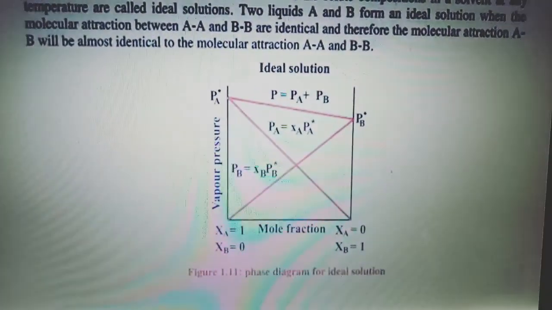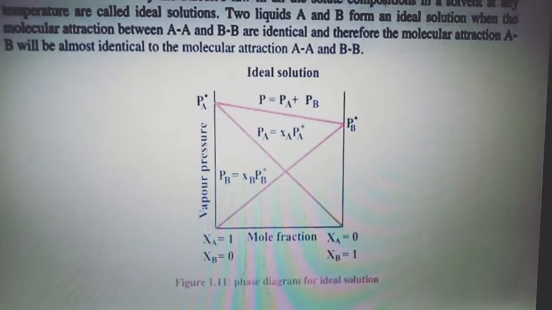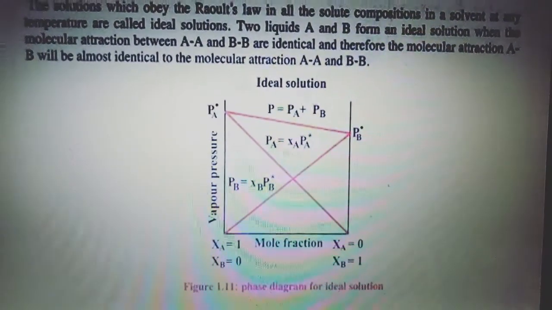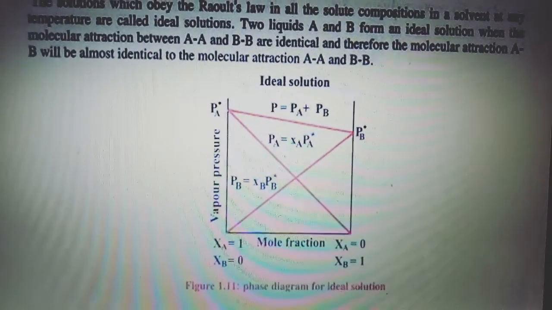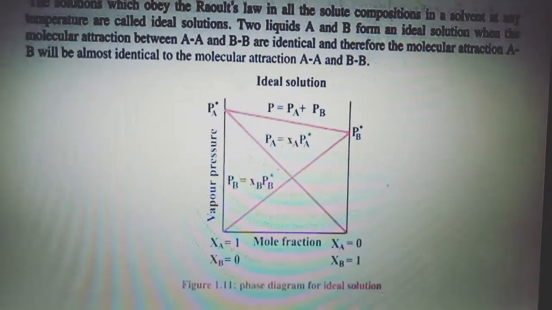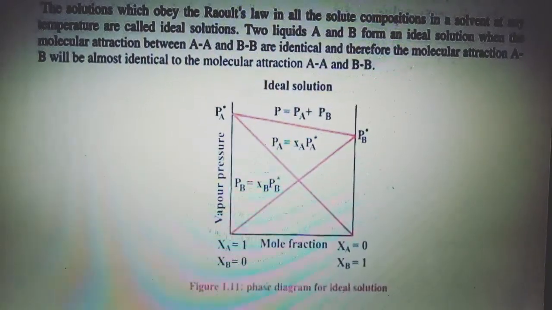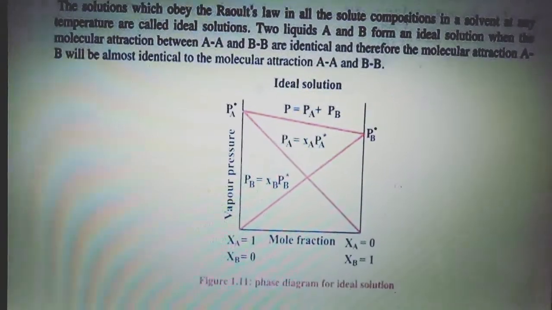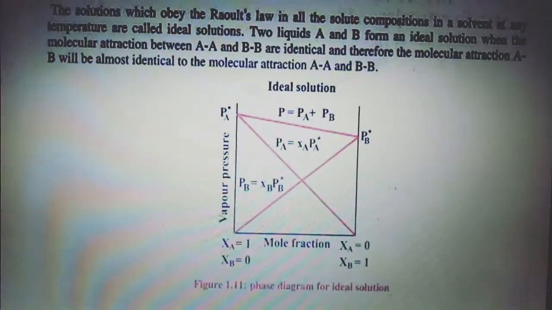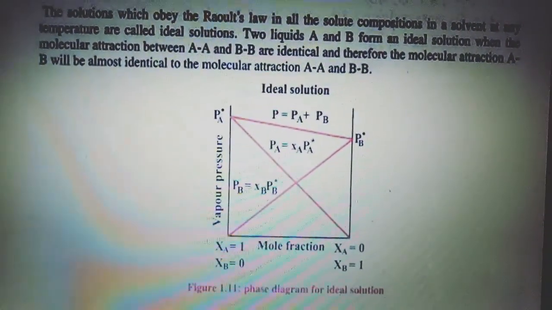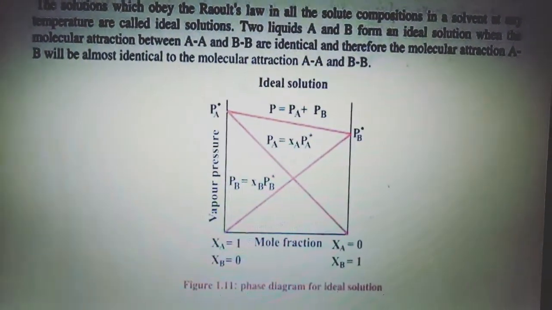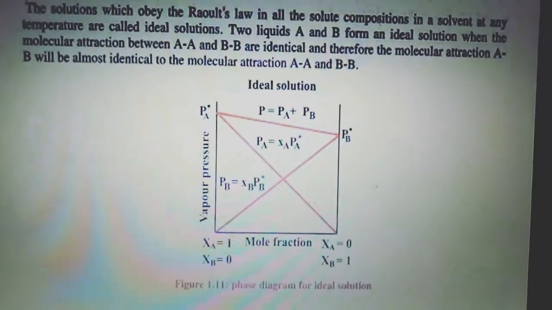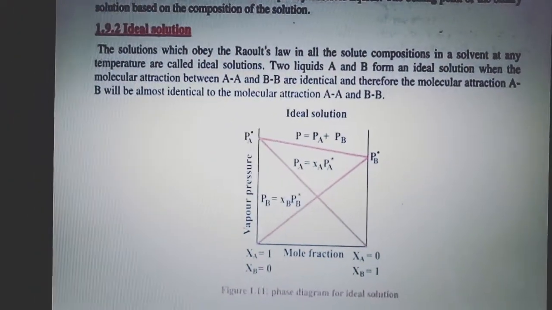Students, you can see this phase diagram of the ideal solution. Vapor pressure is on the y-axis, mole fraction is on the x-axis. You can see this is the graph between the vapor pressure and the mole fraction. Here P is equal to PA plus PB. PA is equal to XA into PA star. PB is equal to XB into PB star. These solutions obey Raoult's law in all compositions of solute in the solvent and at all temperatures.